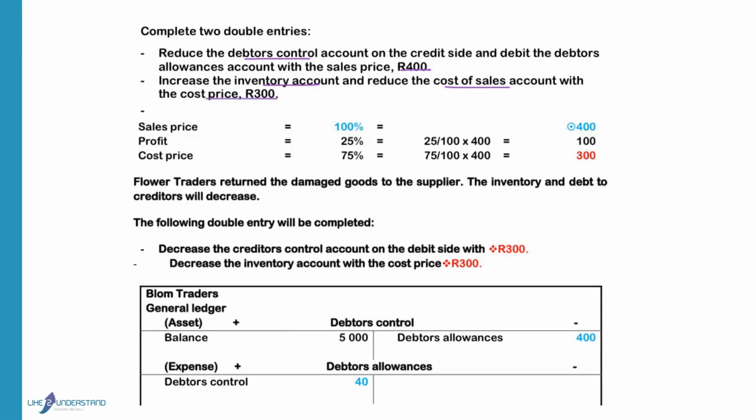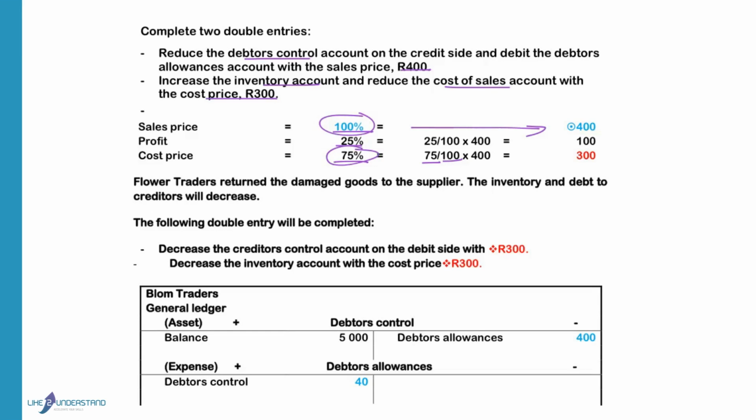Because the profit is made on sales, price will be 100%, profit 25, cost price 75. The sales price is given as 400, so 100% equals 400. If we want to calculate the cost price, 75 divided by the one that we know, 100, times 400.